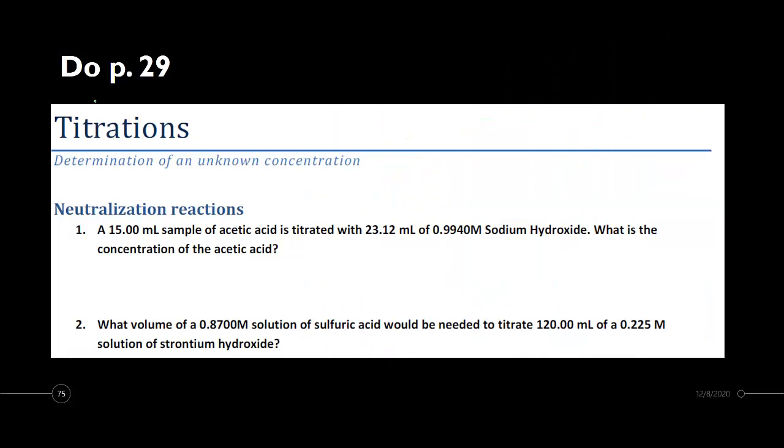But with that being said, in your packet, you can do page 29. Remember, the moles of acid times the volume of the acid times the number of hydrogens has to equal the moles of base times the volume of the base times the number of hydroxides in the formula. Alright, if you don't know the names or formulas of things, feel free to ask or to look them up. But I expect you to do page 29.